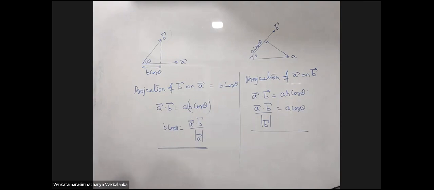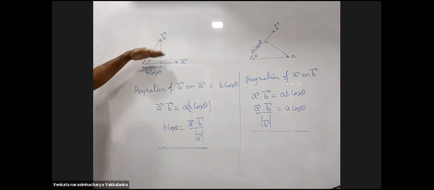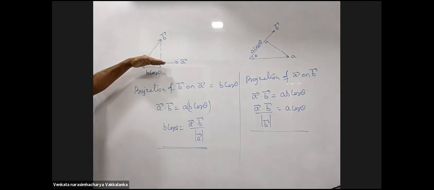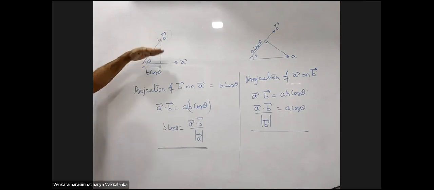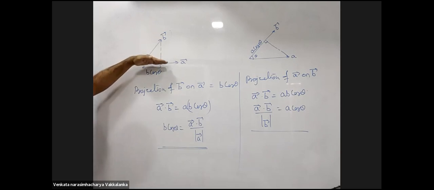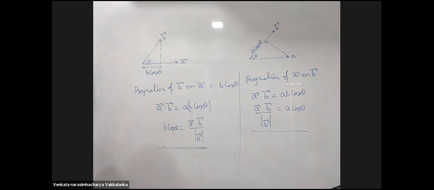Excuse me, sir. What do you mean by projection of B on A? You're projecting a component of B on A. Either of the two languages will be the same: projection of this vector along A, or component of the vector B along A. Resolving. Any language you use is the same.